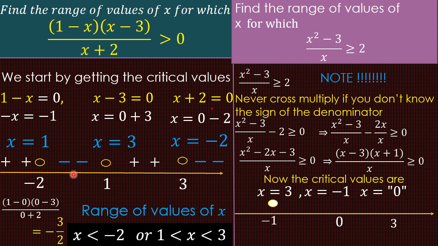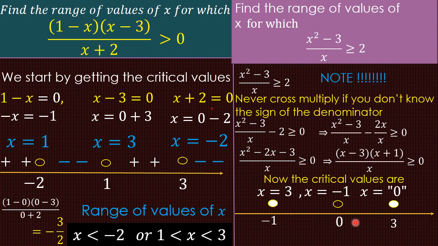Likewise, here we had open circles because -2, 1, and 3 were not among the solutions. So here is going to be an open circle. If you put a closed circle, you might have the marks wrong. Then on 3 we are going to have a closed circle. So like we did here, we are now going to investigate the sign of this inequality from -1 below, from -1 to 0, from 0 to 3, and from 3 above.